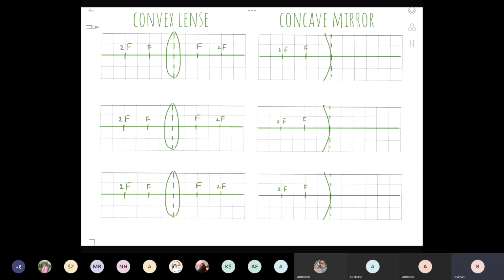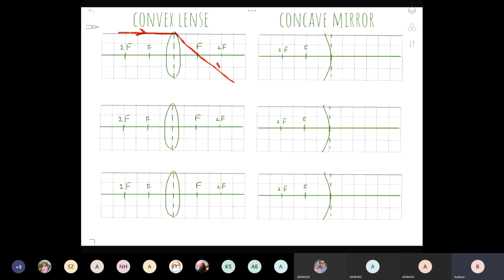For convex lens, we have 3 rules. Can you remember the 3 rules? The first one is when light travels parallel to the principal axis, it will be refracted toward F. That is our first rule. I hope you remember this. But that is for convex lens.